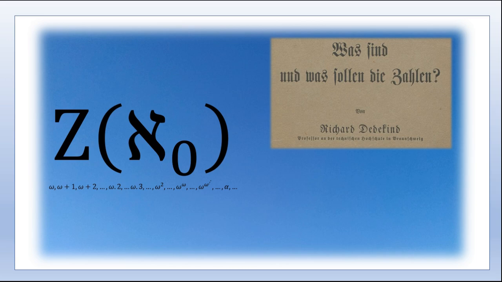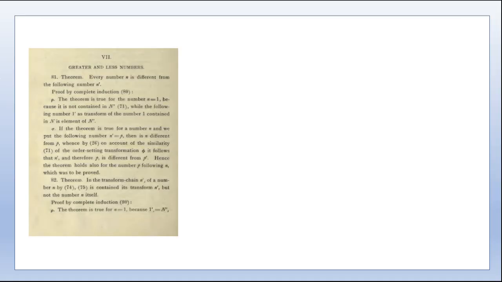So as usual, I'm going to read through the contents of the chapter and I'm going to give my interpretations and explanations about what I think is going on. So let's get started with Theorem 81. So this theorem states every number n is different from the following number n primed.